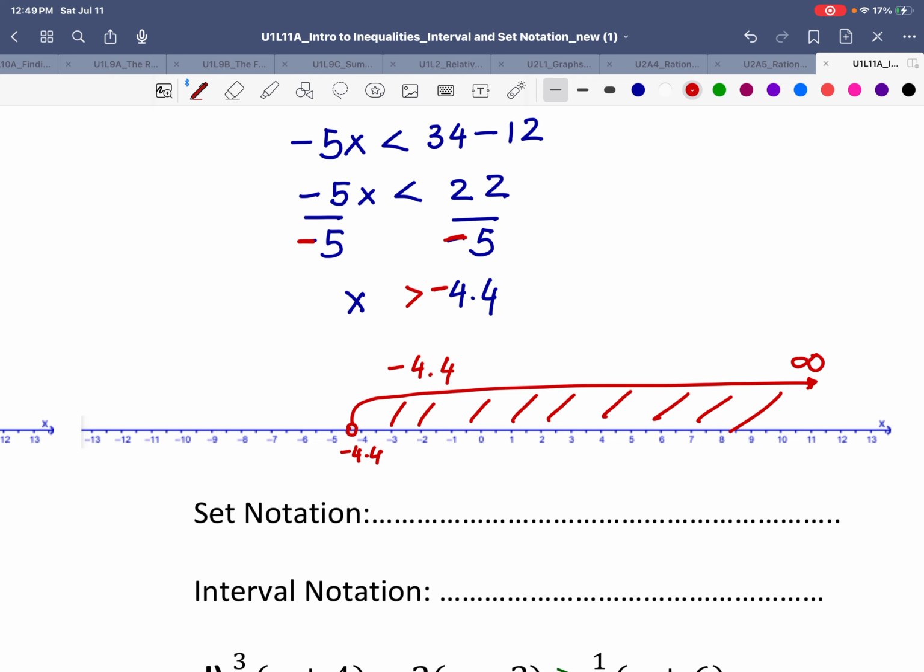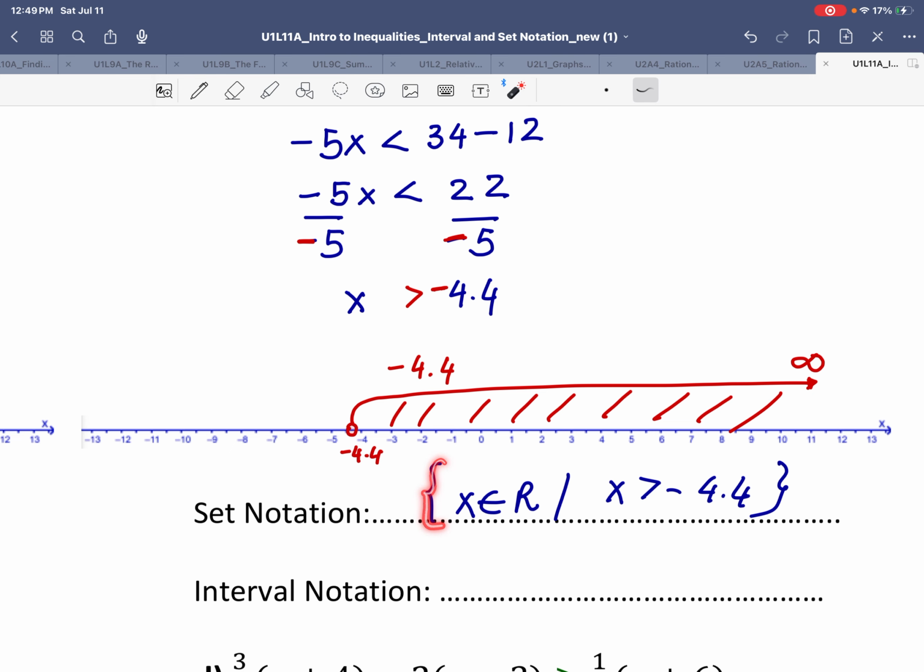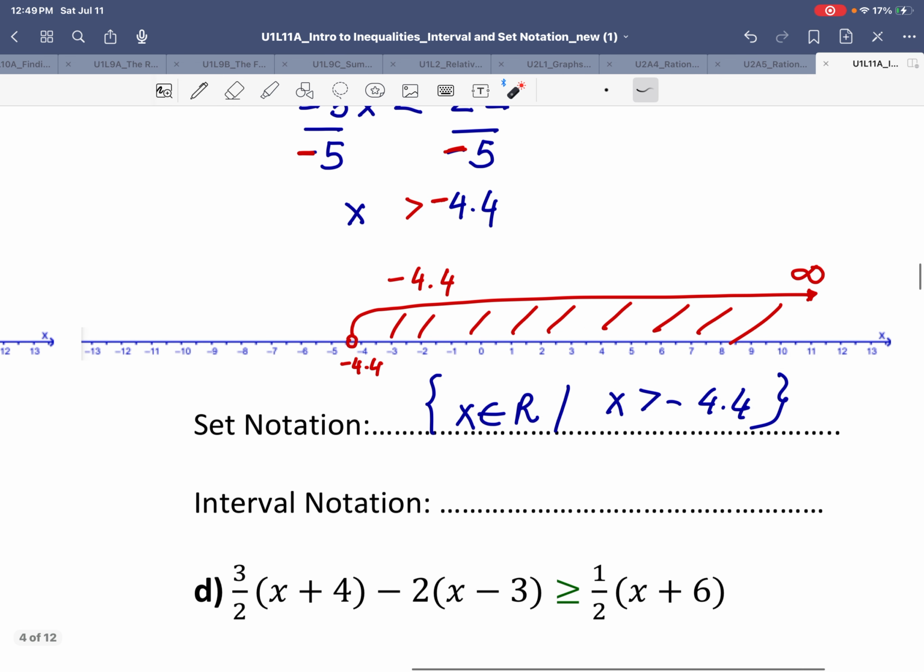So in set notation, we're going to say that x can be any real number such that x is greater than negative 4.4. Close the braces in here. That's the name for these squiggly brackets, braces. And write the answer in interval notation. So in interval notation, again, we're going to write the solution from left to right.